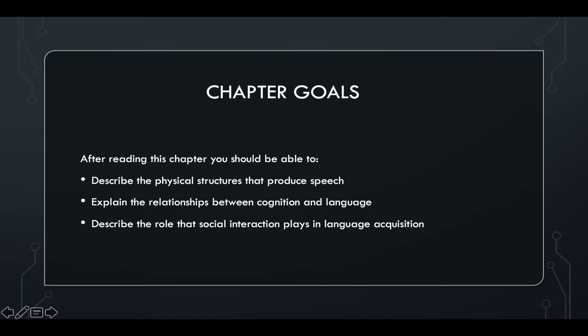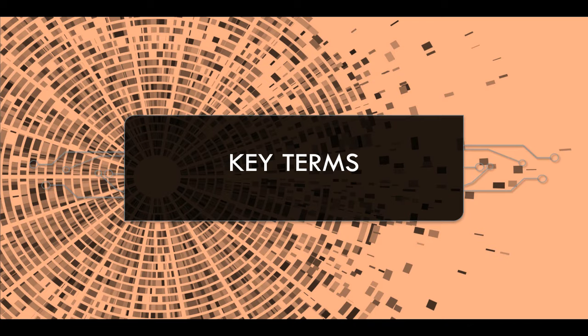After reading this chapter, you should be able to describe the physical structures that produce speech, explain the relationships between cognition and language, and describe the role that social interaction plays in language acquisition.